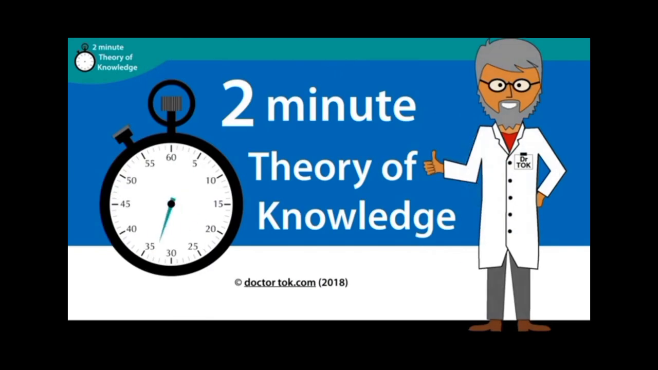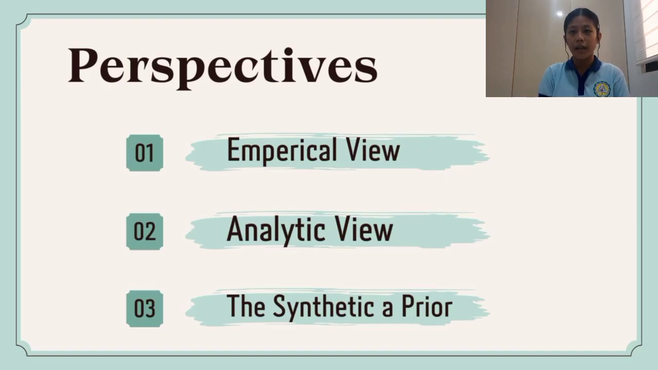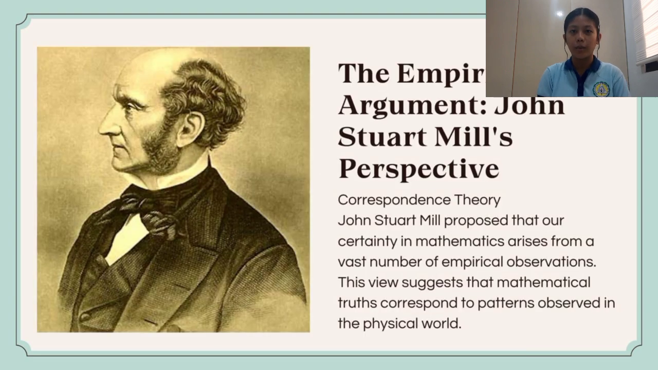What do you think? We will now examine various perspectives, from empirical arguments of John Stuart Mill to analytic views of David Hume and the synthetic a priori reasoning of Immanuel Kant. First perspective is the empirical view. The empirical argument. The British philosopher John Stuart Mill, 1808 to 1873, was an English philosopher and economist. He was prominent as a publicist in the reforming age of the 19th century and remains of lasting interest as a logician and an ethical theorist.